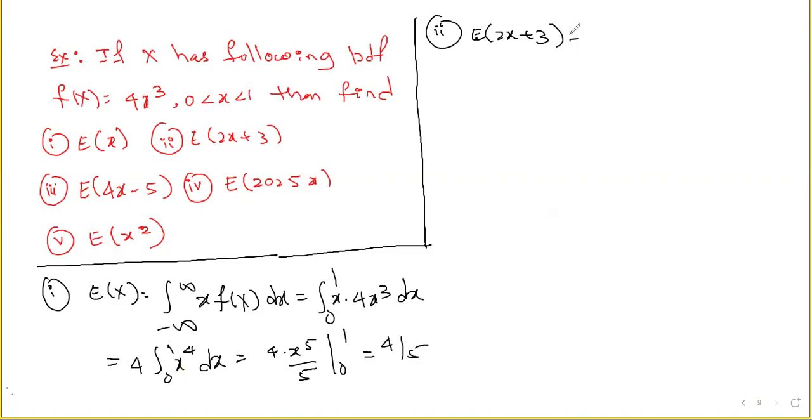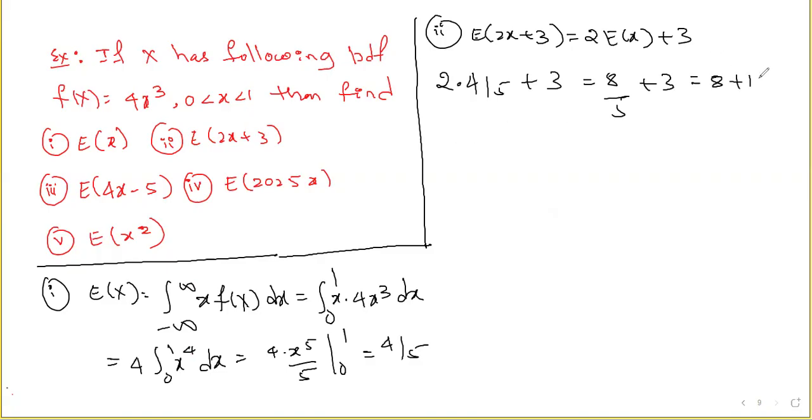Next, second one: expected value of 2x plus 3. This is 2 into expected value of x plus 3. So 2 into 4 by 5 plus 3. This is 8 by 5 plus 3. We can easily solve: that is 8 plus 15 by 5. So here 23 by 5. Expected value of 2x plus 3 equals 23 by 5.